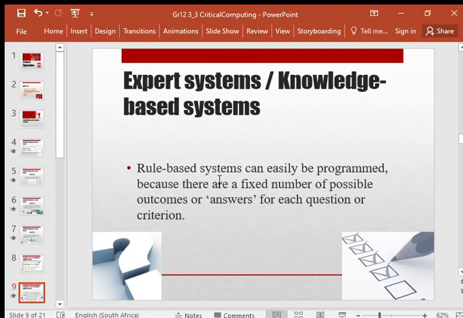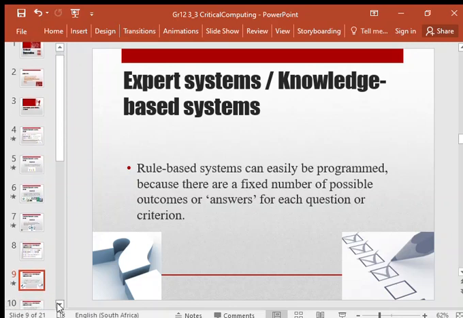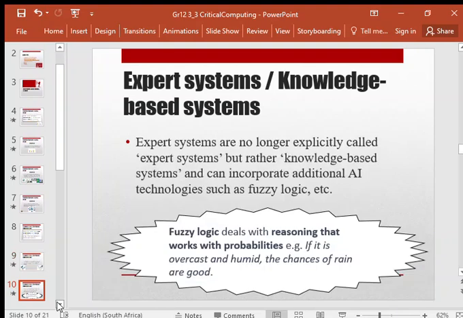So here, rule-based systems again can easily be programmed because there are a fixed number of possible outcomes or answers for each question. Expert systems are no longer explicitly called expert systems, but rather knowledge-based systems, and they incorporate additional AI, artificial intelligence, such as fuzzy logic.